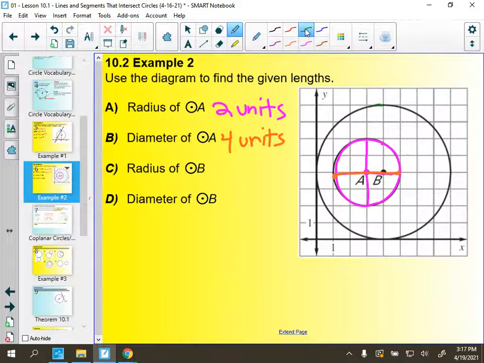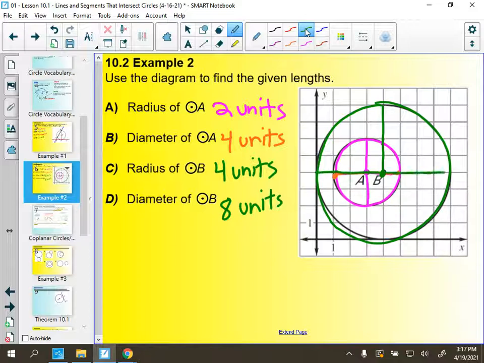All right, then we'll apply those same concepts to circle B, making sure I'm using point B to count to my circle. So north, south, east, or west, we'll go north. 1, 2, 3, 4. I've got a radius of 4. And if I double it, I should get the length of my diameter. We could count to double check, but I think we're all right. 1, 2, 3, 4, 5, 6, 7, 8. We're good.